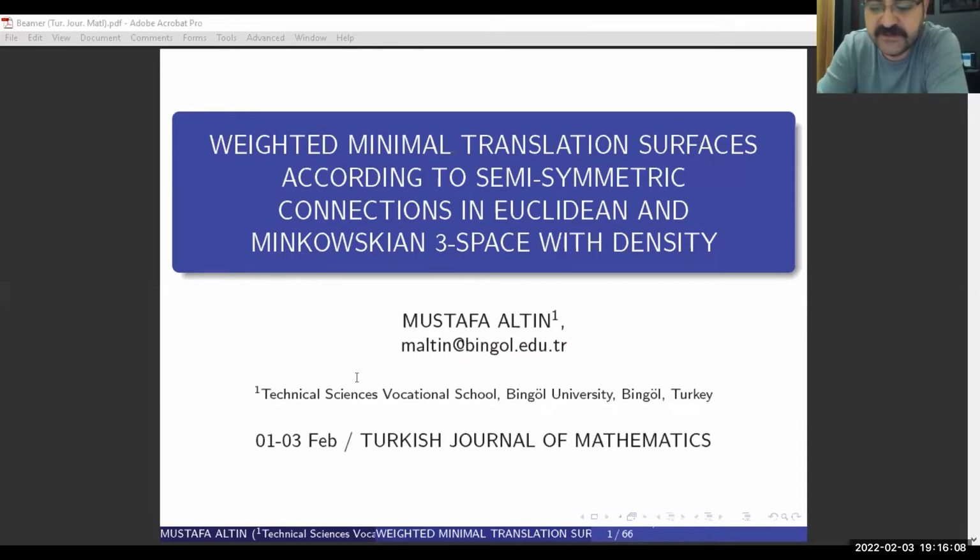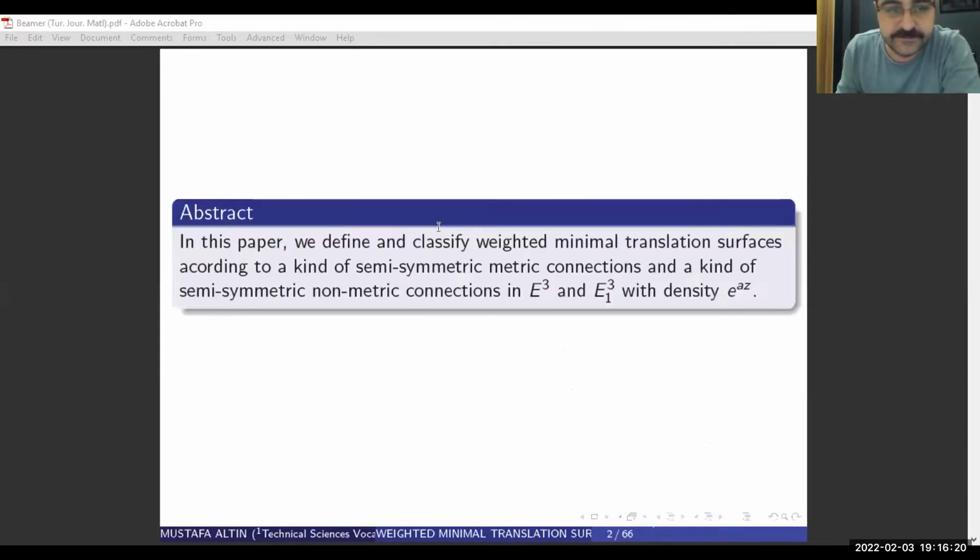I will start with weighted minimal translation surfaces according to semi-symmetric connections in Euclidean and Minkowskian three-space with density. In this paper, we define and classify weighted minimal translation surfaces according to a kind of semi-symmetric metric connection and a kind of semi-symmetric non-metric connection in Euclidean three-space and Minkowski three-space with density e^{az}.